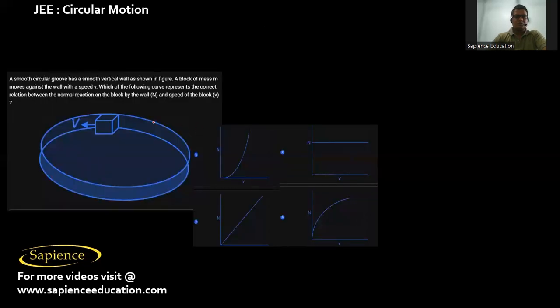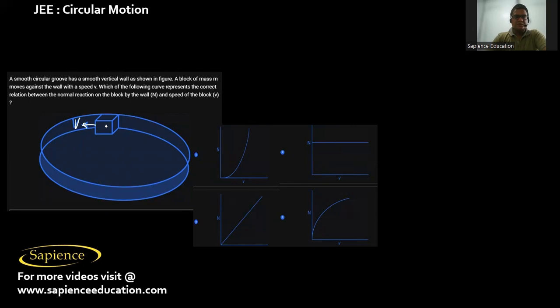So here it is told that a smooth circular groove has a smooth vertical wall as shown in the figure. A block of mass m moves against the wall with a speed v. So it is moving with a speed v. Which of the following curves represents the correct relation between the normal reaction on the block by the wall and the speed of the block v?